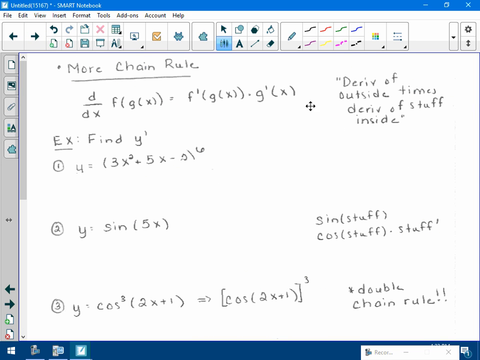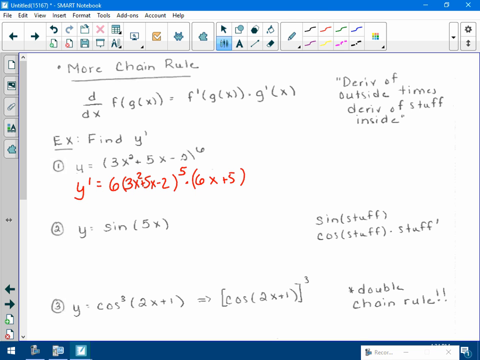So remember chain rule. The derivative of the outside times the derivative of the inside. So if I said find y prime for 3x squared plus 5x minus 2 to the 6th power. Yesterday I said just think of this as stuff to the 6th power. So stuff to the 6th power is 6 times the stuff to the 5th power. So leave that stuff alone to begin with. So this 3x squared plus 5x minus 2 just stays in there. But then I got to multiply by the derivative of that stuff, which is 6x plus 5 in parentheses.